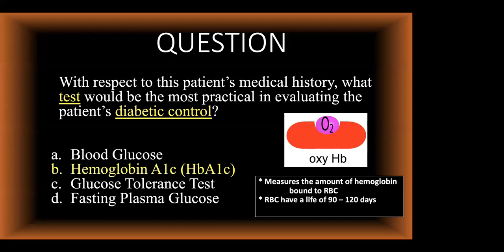What it does is it measures the amount of hemoglobin bound to that red blood cell. The red blood cell lives for about 3 months. So it tells us how well controlled the patient is. Everyone's used to getting a blood glucose, but that just gives us a snapshot at that exact time of what their blood glucose is, and it really can give us some false positives and false negatives.